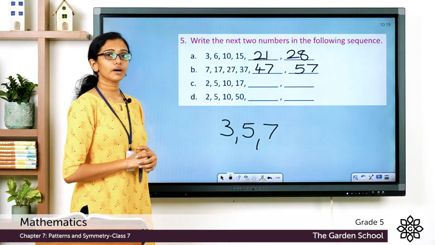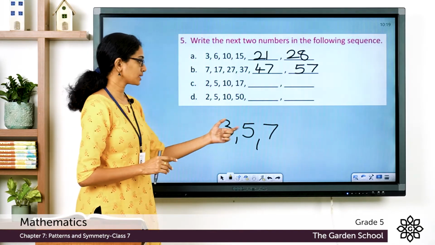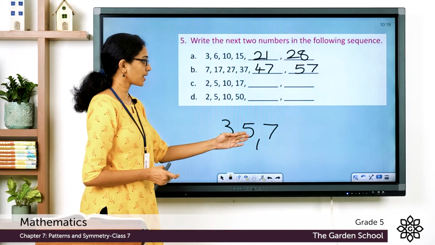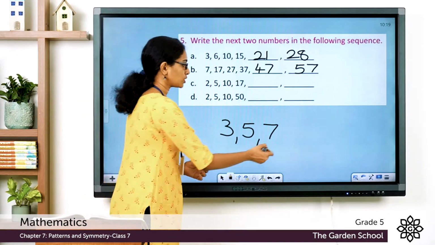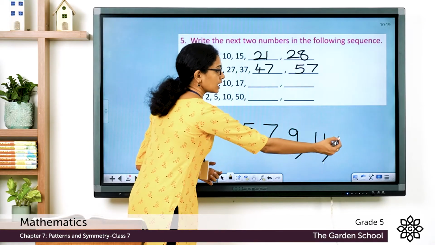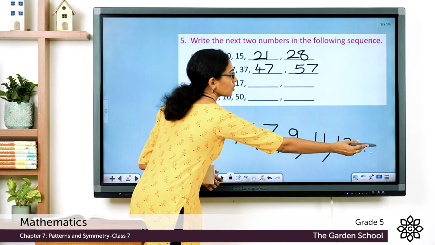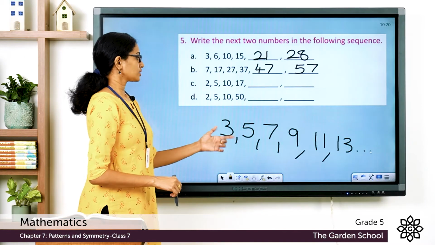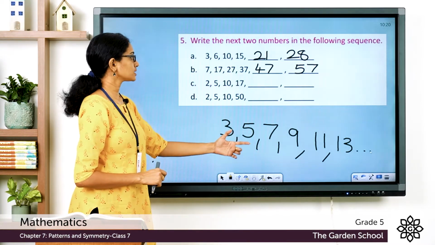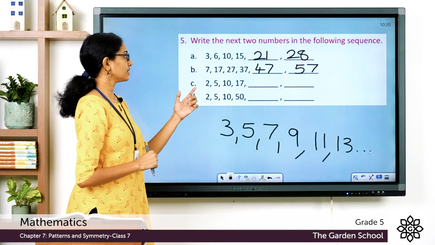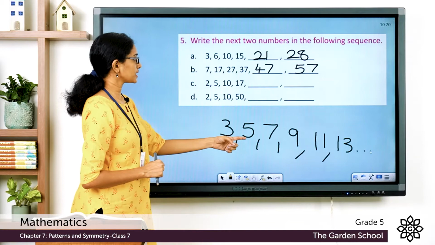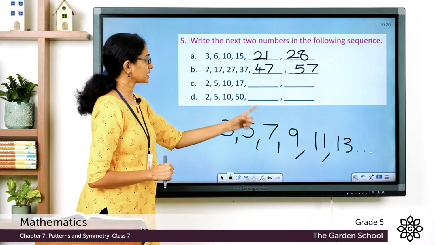So the next number would be, see, the differences between the numbers form a pattern. 3 plus 2, 5, 5 plus 2, 7, and the next would be 7 plus 2, 9, then 9 plus 2, 11, 11 plus 2, 13, and it will go on like that. So this is the pattern with the difference of the numbers in the given question. Question C. 2 plus 3, 5, 5 plus 5, 10, 10 plus 7, 17.